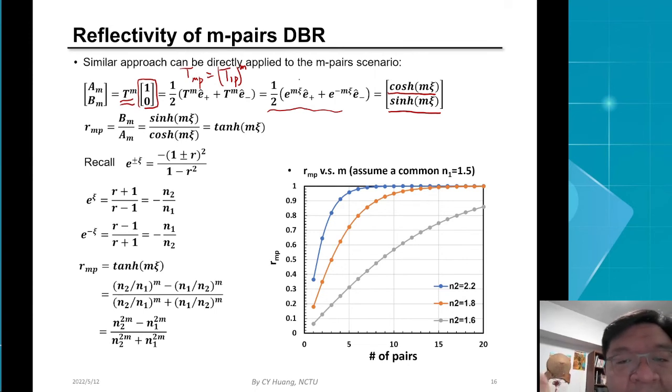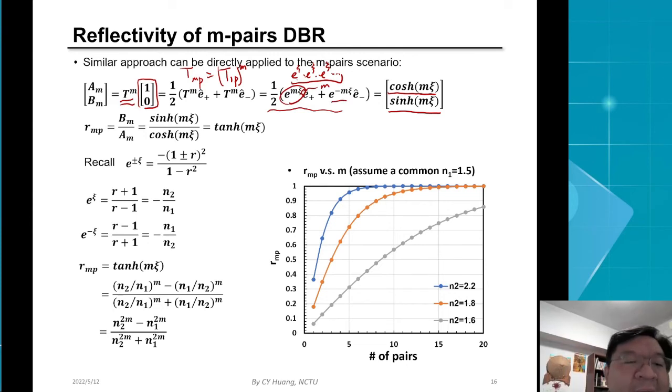because the eigenvalue for one pair is exponential c, and it multiplied n times, so it becomes exponential n c, similar for here. Okay, so with n pair DBR, the overall reflectivity will be written as hypersine n c divided by hypercosine n c. It will be hypertangent n c.